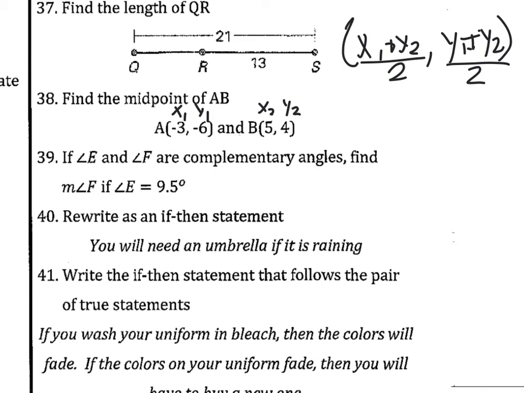Number 39, if E and F are complementary angles. Complementary angles means they add up to how many degrees? You've got to remember that. They want you to figure out how many degrees F is. If E is 9.5, you're going to take the total degrees in complementary angles and subtract that 9.5 to get angle F. Remember, complementary angles.